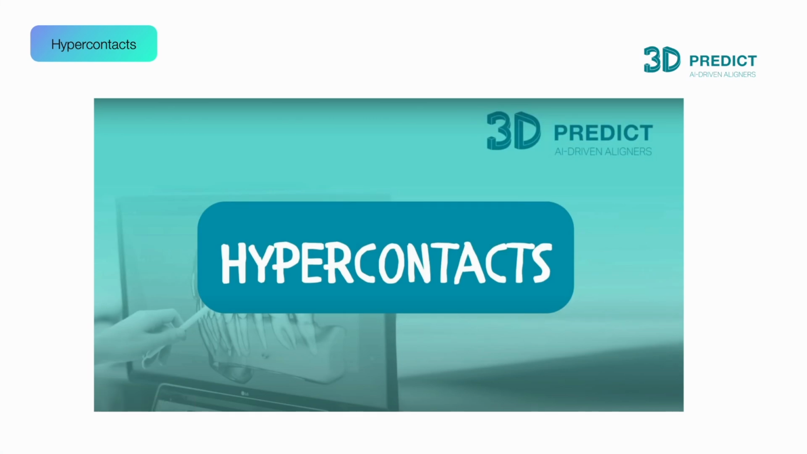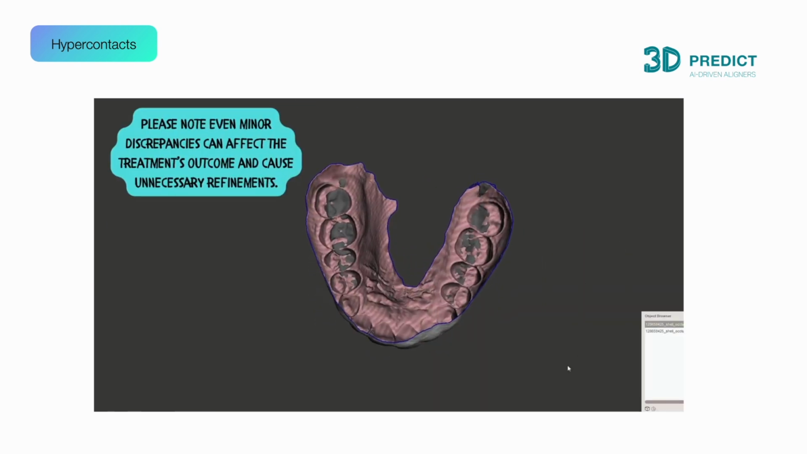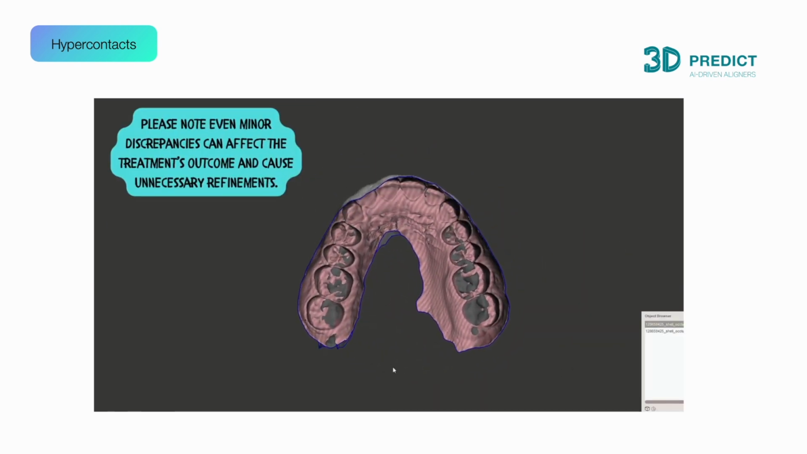Hypercontacts can be present on your scans if the teeth are not properly dry before scanning, just as with bubbles. This will give us incorrect information on your patient's occlusion, so please make sure that all occlusal surfaces are dry prior to scanning.